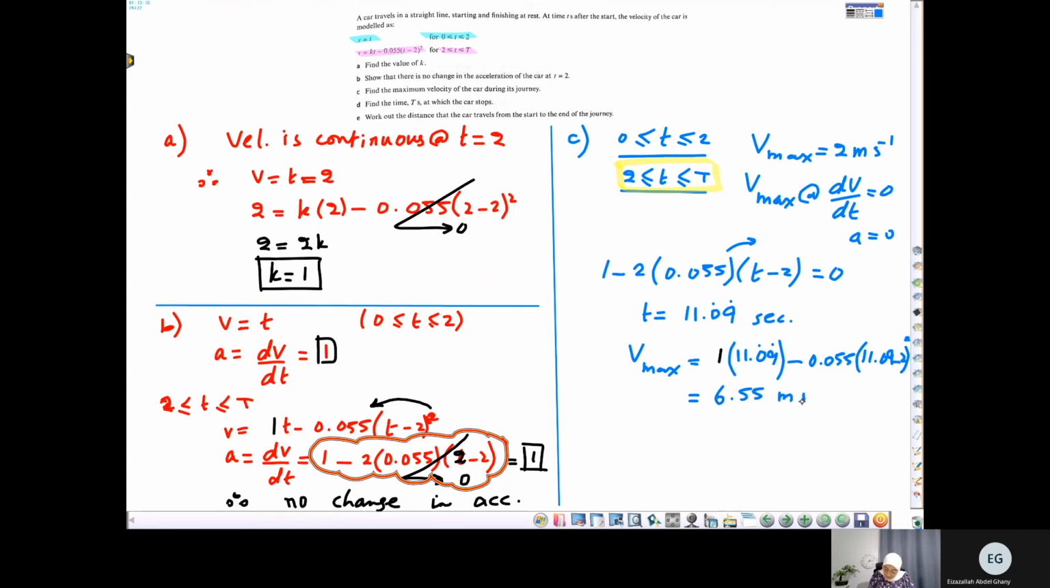6.55 meters per second. Of course, this is the maximum velocity. We have here 2 velocities, but we'll take this one. This one is the maximum velocity, and no need to mention the start and the end of the journey because it started from 0 and ended at 0. So the maximum velocity is 6.55 meters per second.